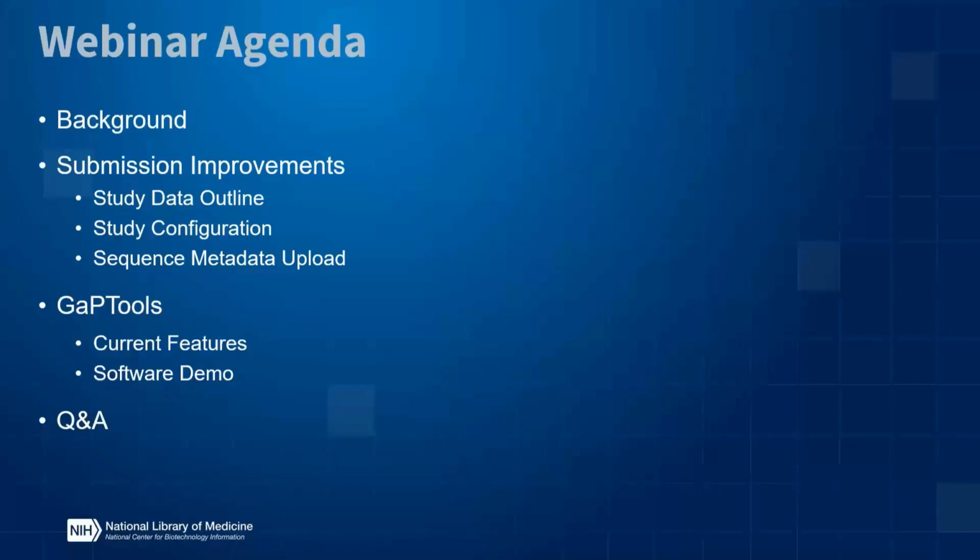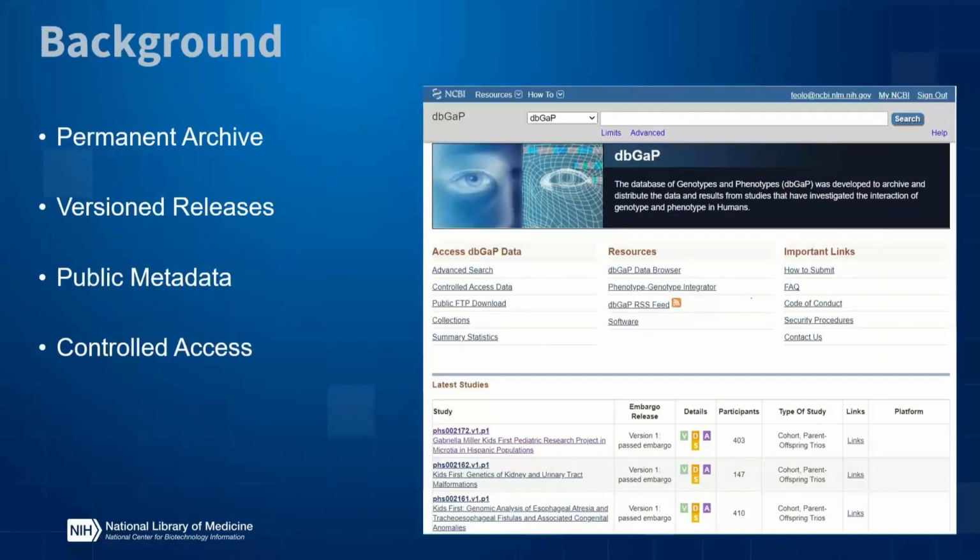The webinar agenda: first I'll give a little bit of background of dbGaP for those of you who are new to dbGaP. Then I want to talk about some of the submission improvements, specifically the study data outline, study configuration, and sequence metadata upload that we've introduced in the last 18 months or so. And then talk about our software tool called GaPTools, some of the current features, and Dale will do a software demo. And then we can have a Q&A afterwards.